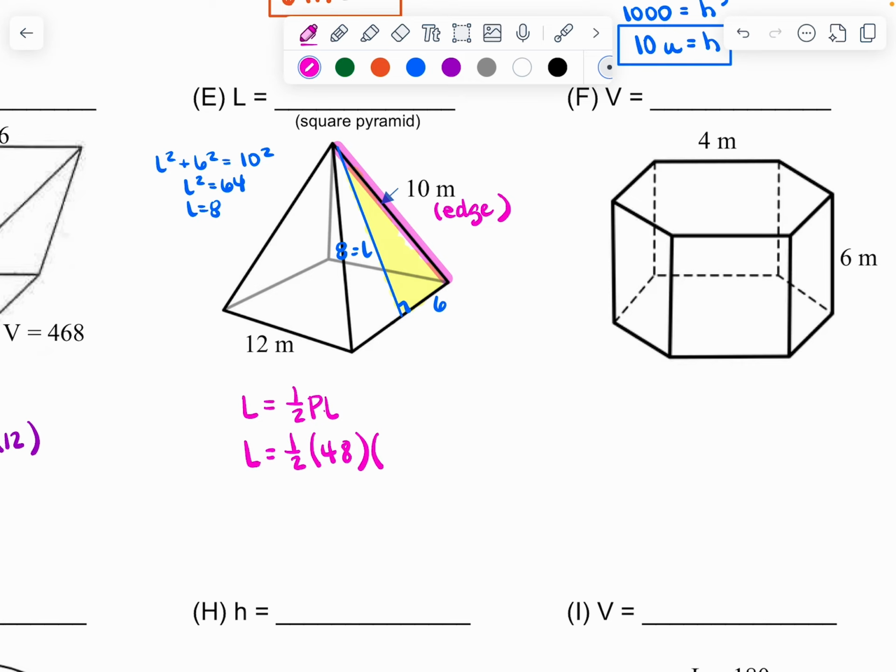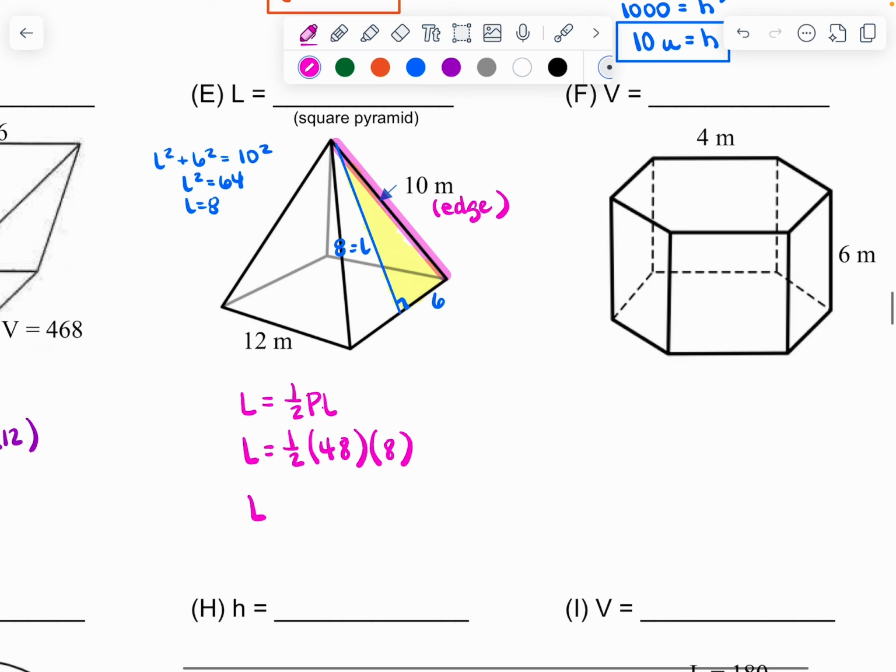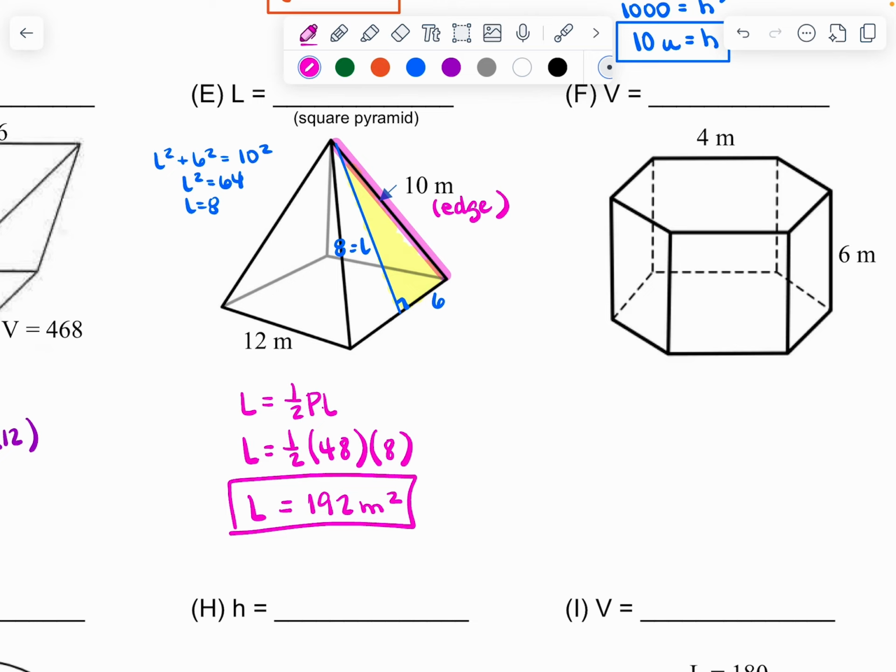So my lateral area is 1/2. Clearly the perimeter of the square is 48, right? Because 12 times 4. And then we just found out that that slant height is 8. So all we have to do is throw all that in our calculator, and that is going to give us 192 square meters.